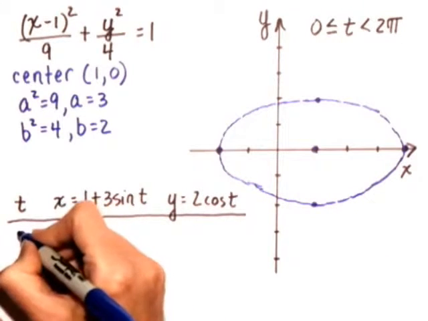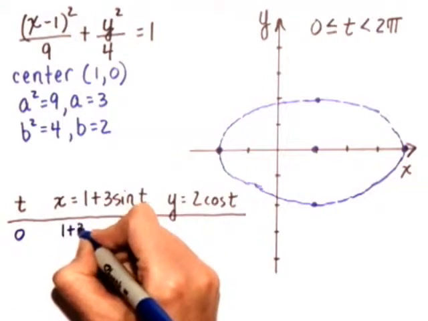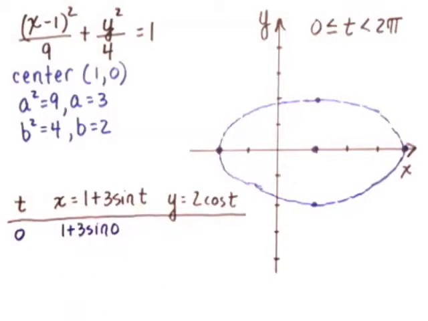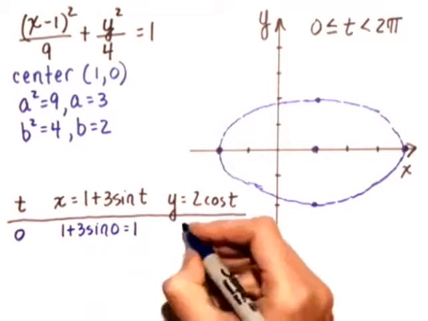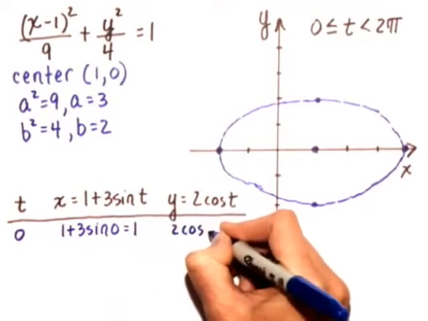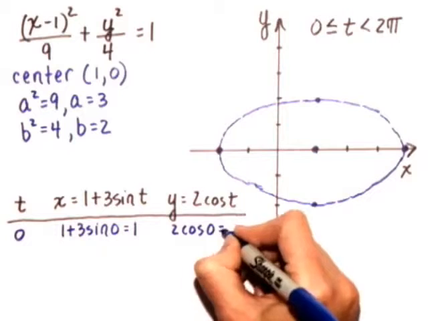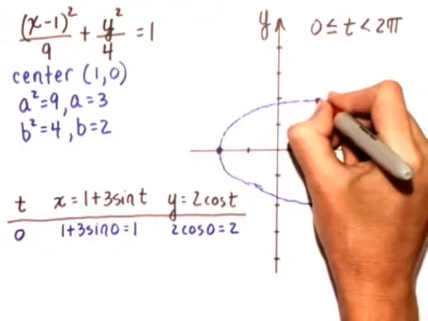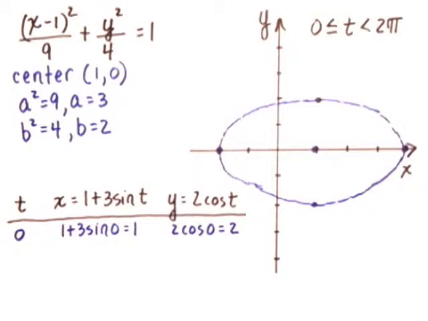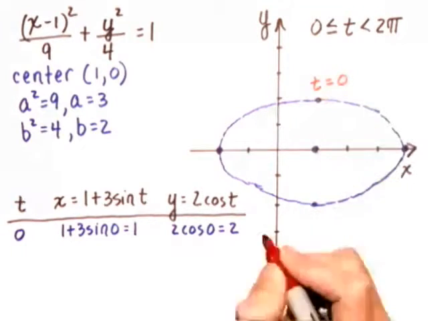Let's start by letting t equal 0. If t equals 0, then x is equal to 1 plus 3 times the sine of 0. Since the sine of 0 is equal to 0, this becomes 1 for the x value. Y is equal to 2 times the cosine of t, or in this case, 2 times the cosine of 0. Since the cosine of 0 equals 1, 2 times 1 is 2. Therefore, we have the point when x is 1, y is 2, and we can put this right here on our ellipse. This point, 1, 2, corresponds to when t equals 0.